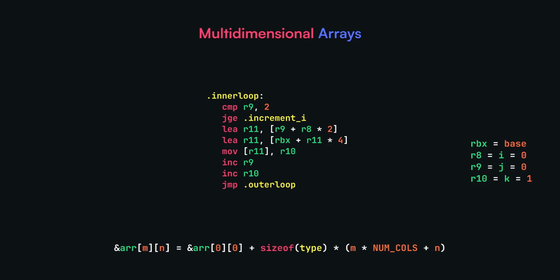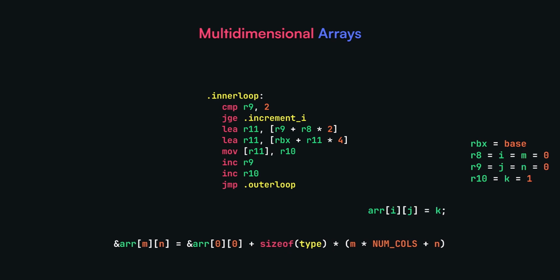Now to understand the calculations that the LEA instruction is doing, we need to bring back the formula that we use to calculate the addresses of the elements in a 2D array. We need to go right to left to evaluate this. So first we know that M is I in this case because that describes the row we want to access, and N is J because it's the column we want to access. So we place them in the formula, and the 2 that you see is the number of columns which the compiler has hard coded. So the first instruction just calculates M times the number of columns plus N and saves it into R11.